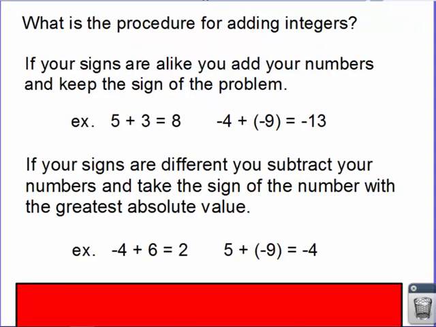So again, let's just kind of review one more time. If your signs are alike, you add your numbers and keep the sign of the problem. If your signs are different, you subtract and take the sign of the number with the greatest absolute value.